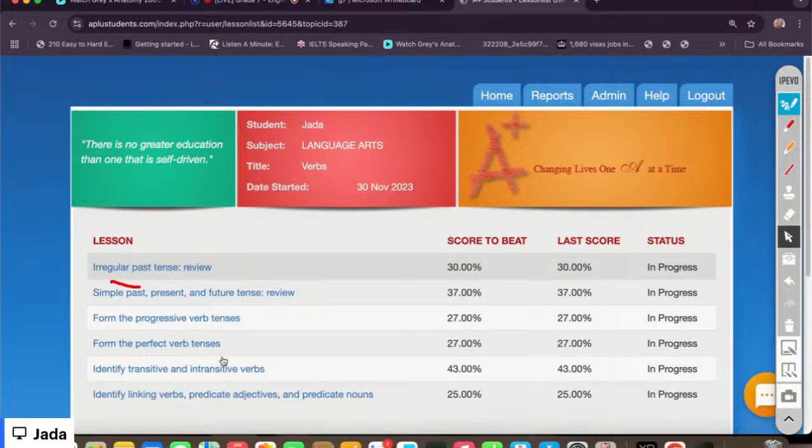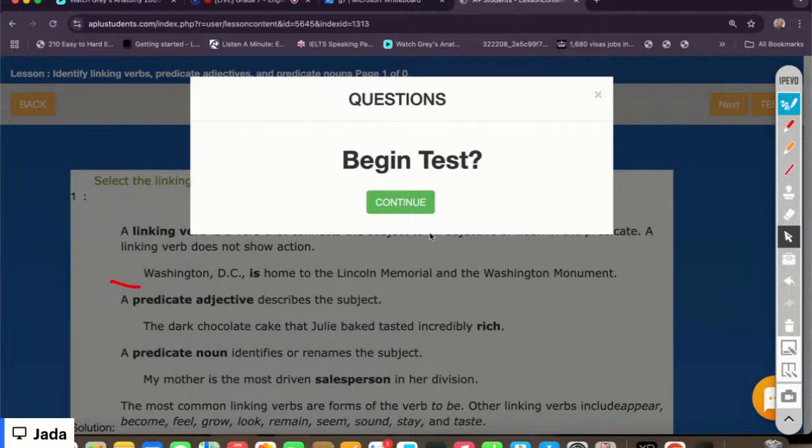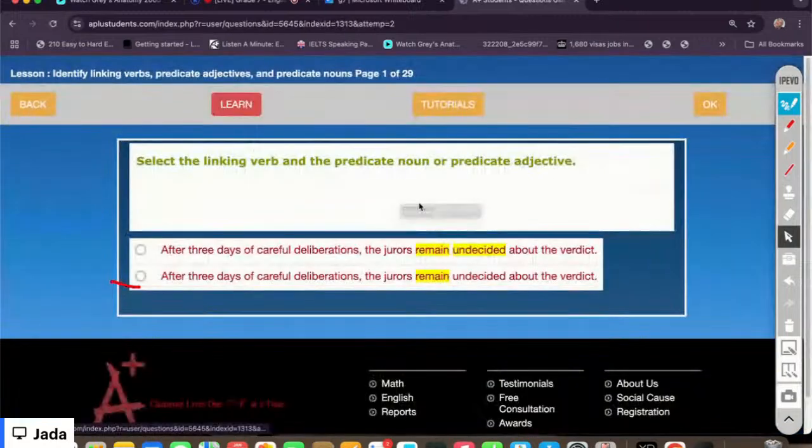So we go on to the last lesson, which is identify linking verbs, predicate adjectives, and predicate nouns test. Okay. So select the linking verb and the predicate noun or predicate adjective. After 3 days of careful deliberation, the jurors remain undecided about their verdict. What is it?